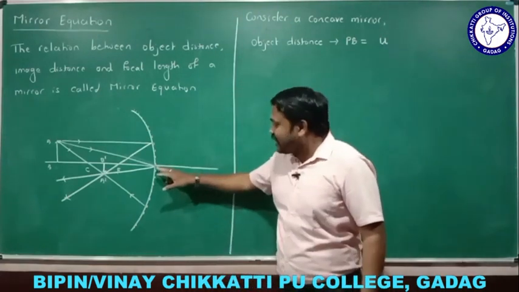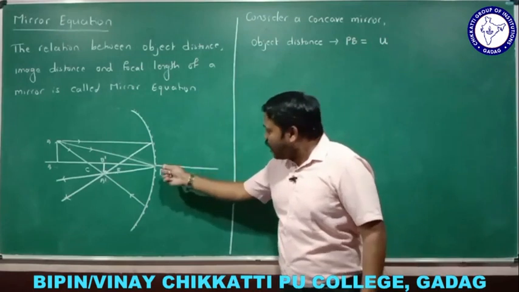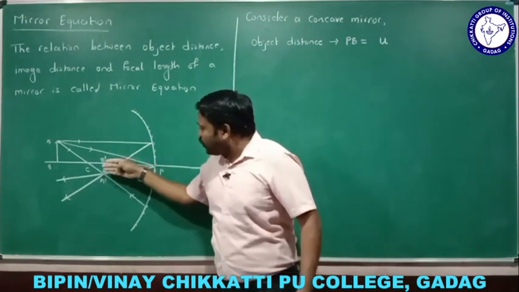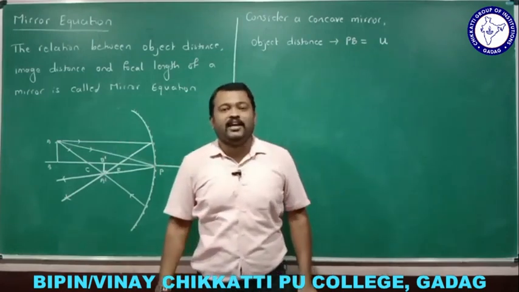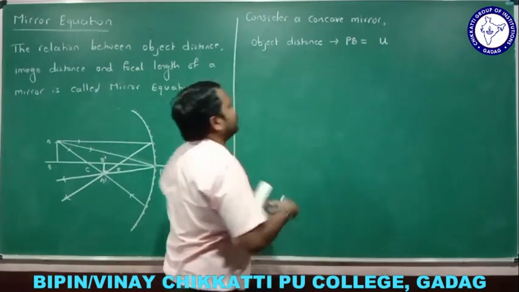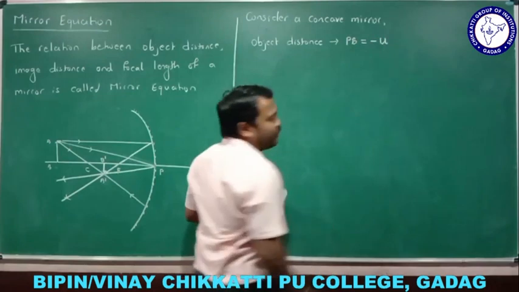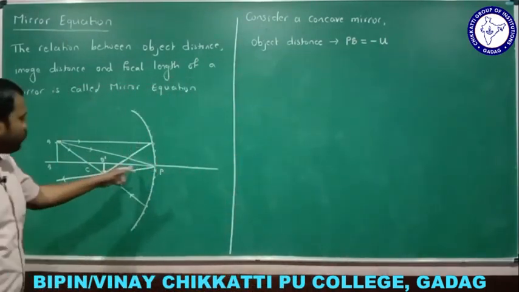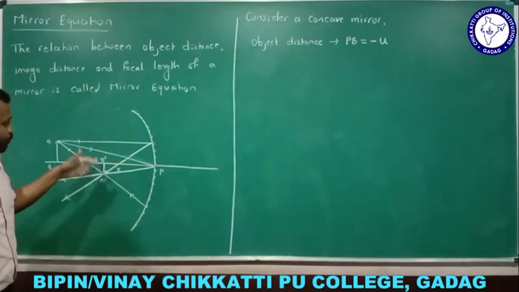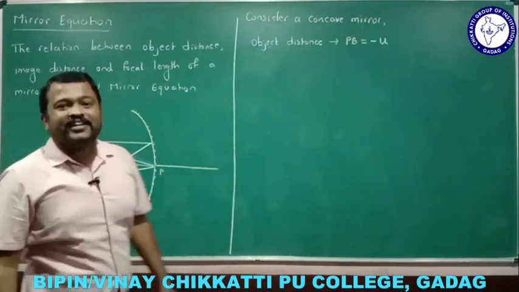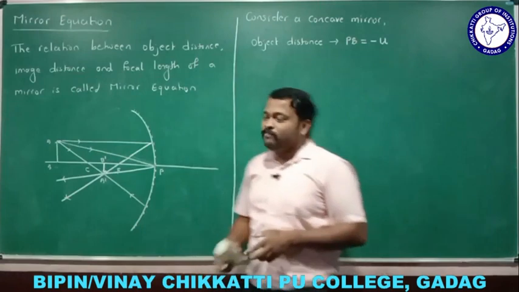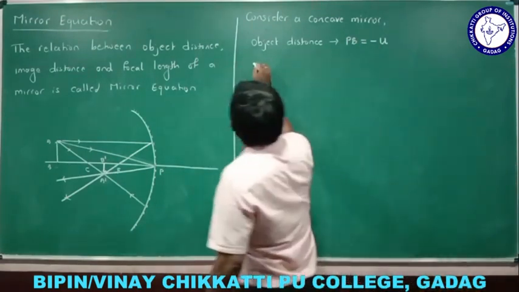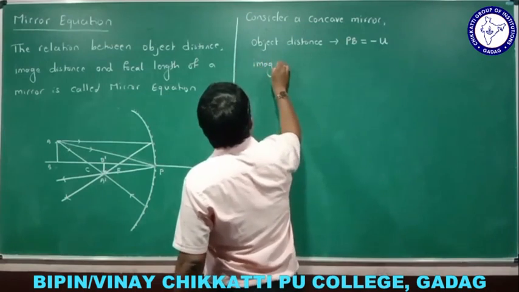The distances are measured from the pole. I am measuring the distance from P to B, which means I am going opposite to the incident ray. Shall I take plus or minus? Minus. So PB is minus U, because the distance measured from the pole is in the direction opposite to the incident ray. According to the sign convention, I need to take it as minus. So the object distance is minus U.